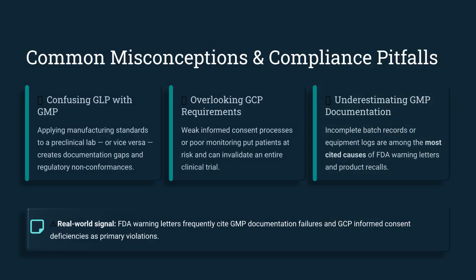There are several common mistakes organizations make. One is confusing GLP with GMP, applying manufacturing standards to laboratory studies or vice versa. Another is overlooking GCP requirements, such as proper informed consent or adequate trial monitoring, which can invalidate clinical data. A third major issue is underestimating GMP documentation requirements. Incomplete records are among the most frequent causes of regulatory warning letters and product recalls. Regulators often identify documentation failures and consent deficiencies as primary violations.